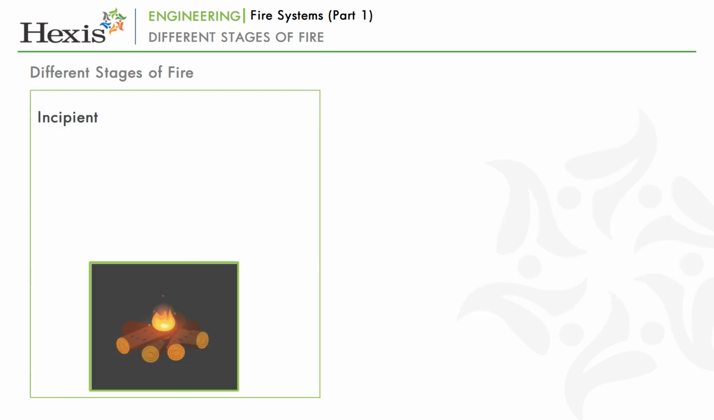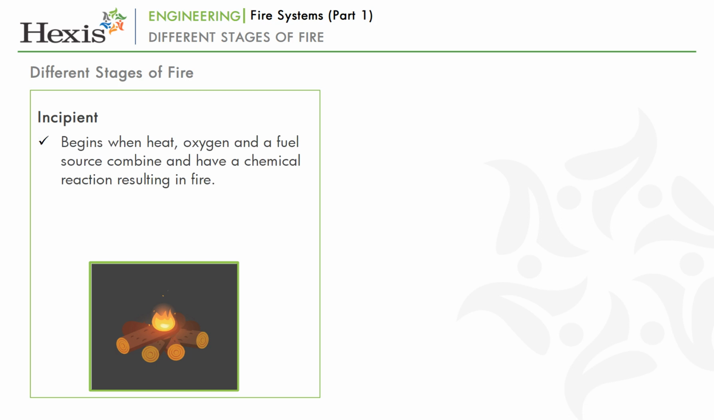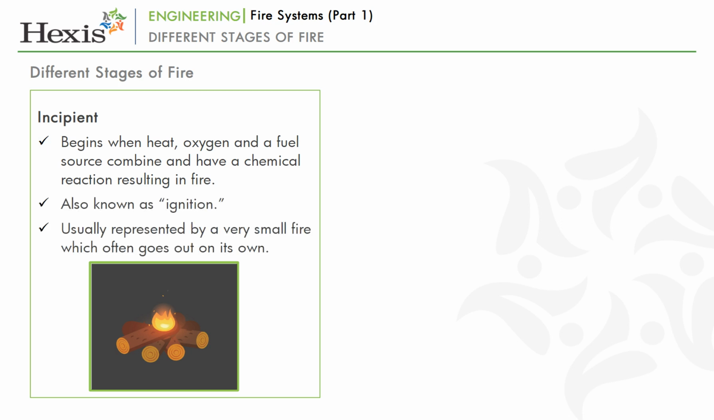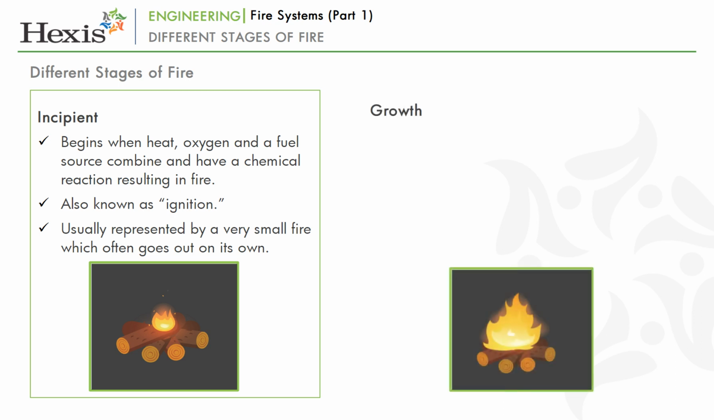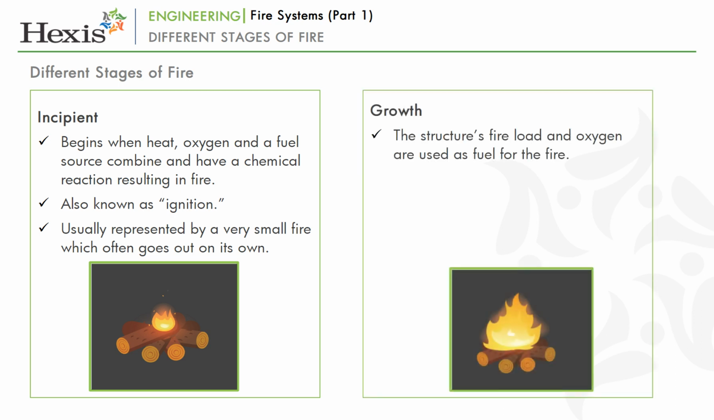Incipient. This first stage begins when heat, oxygen, and a fuel source combine and have a chemical reaction resulting in fire. This is also known as ignition and is usually represented by a very small fire which often, and hopefully, goes out on its own before the following stages are reached. Recognizing a fire in this stage provides your best chance at suppression or escape. Growth. The growth stage is where the structures, fire load, and oxygen are used as fuel for the fire.